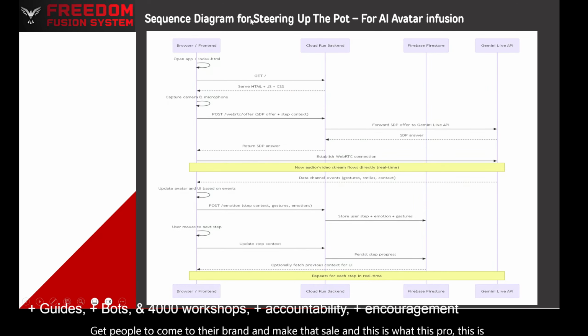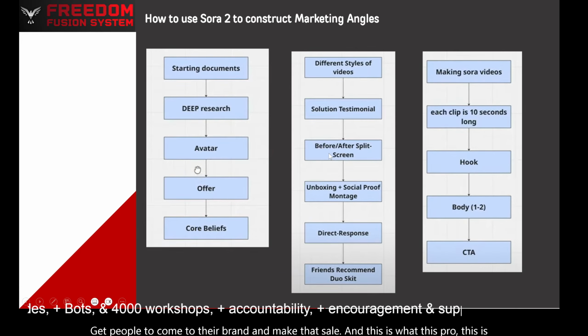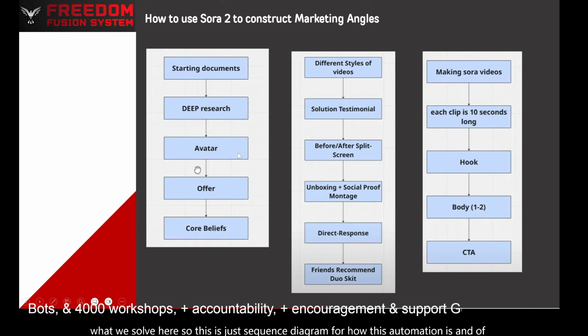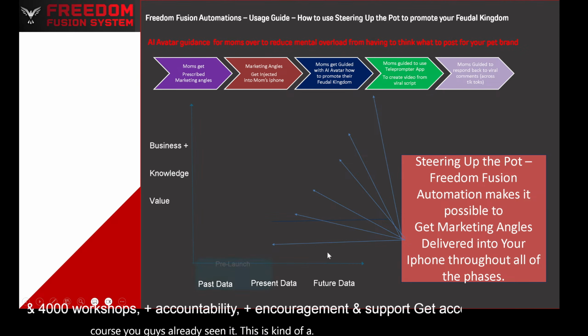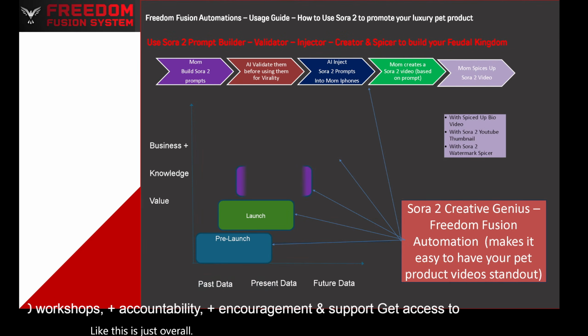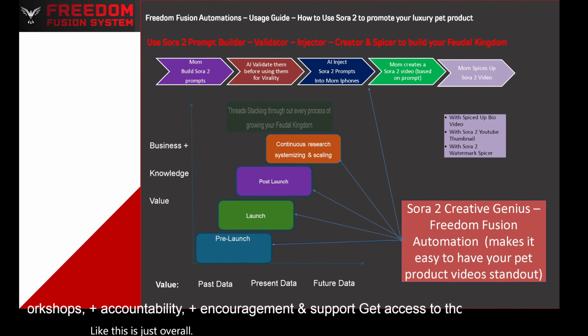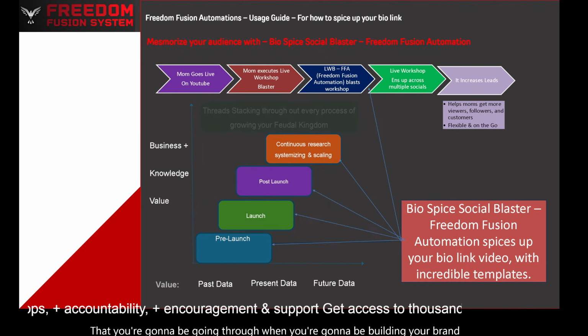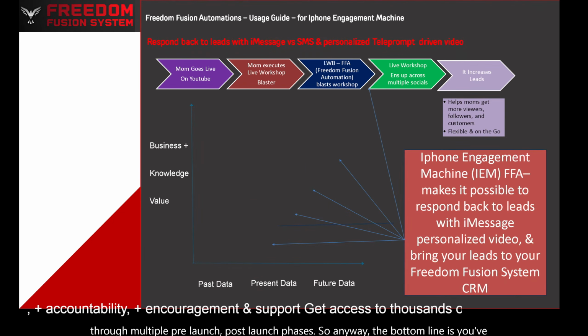This is just a sequence diagram for how this automation works, and of course you guys have already seen it. These are just the overall steps that you're going to be going through when you're building your brand through multiple pre-launch, launch, and post-launch phases. Anyway, the bottom line is you've seen it already in my previous workshop.